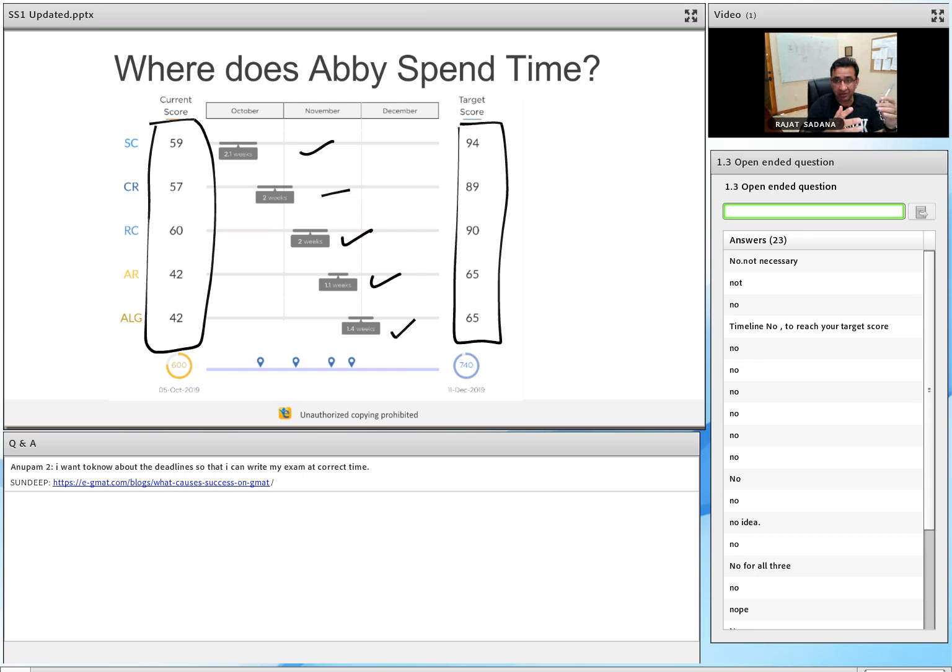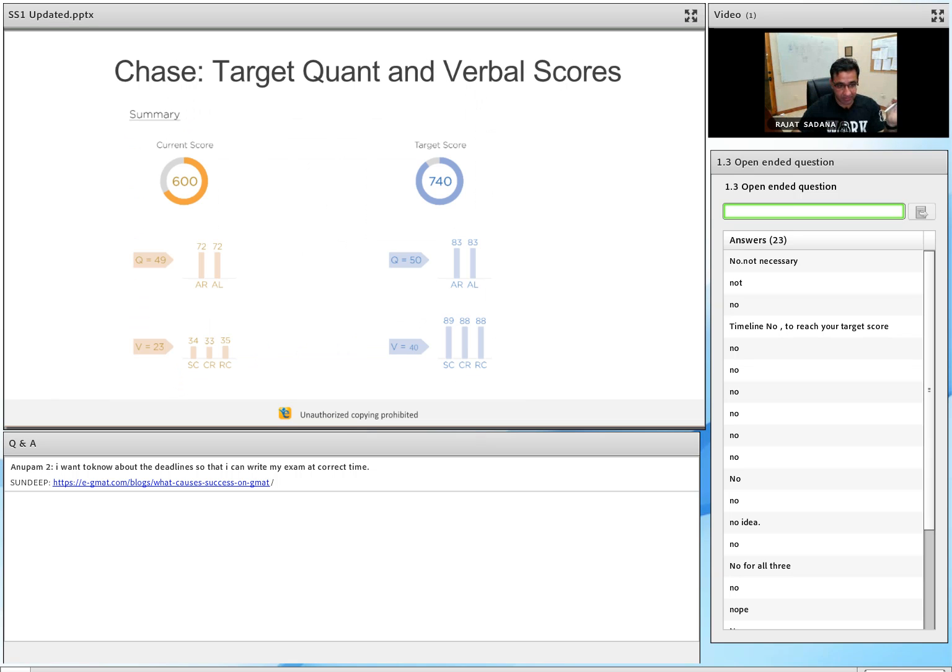Now, this may seem counterintuitive, but the key thing about this plan is Abby's strategy is verbal driven. 65% of her GMAT score is accounted for by her performance on verbal. So naturally, she's going to spend more time on verbal. And on quant, that's about 35%. So less time on quant.